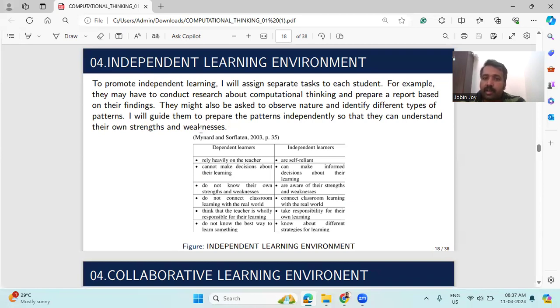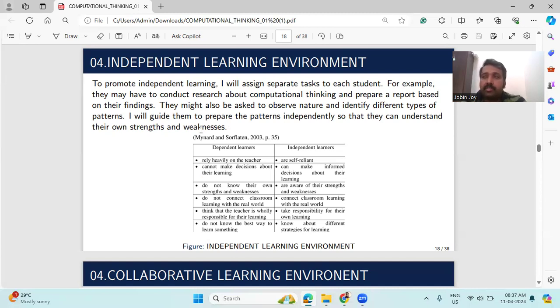Independent learners are self-reliant, but dependent learners rely heavily on the teacher. Independent learners can make informed decisions about their learning, but dependent learners cannot. Independent learners are aware of what is my strength and what is my weakness, but dependent learners don't know their own strengths and weaknesses. Independent learners are connecting classroom learning with the real world.